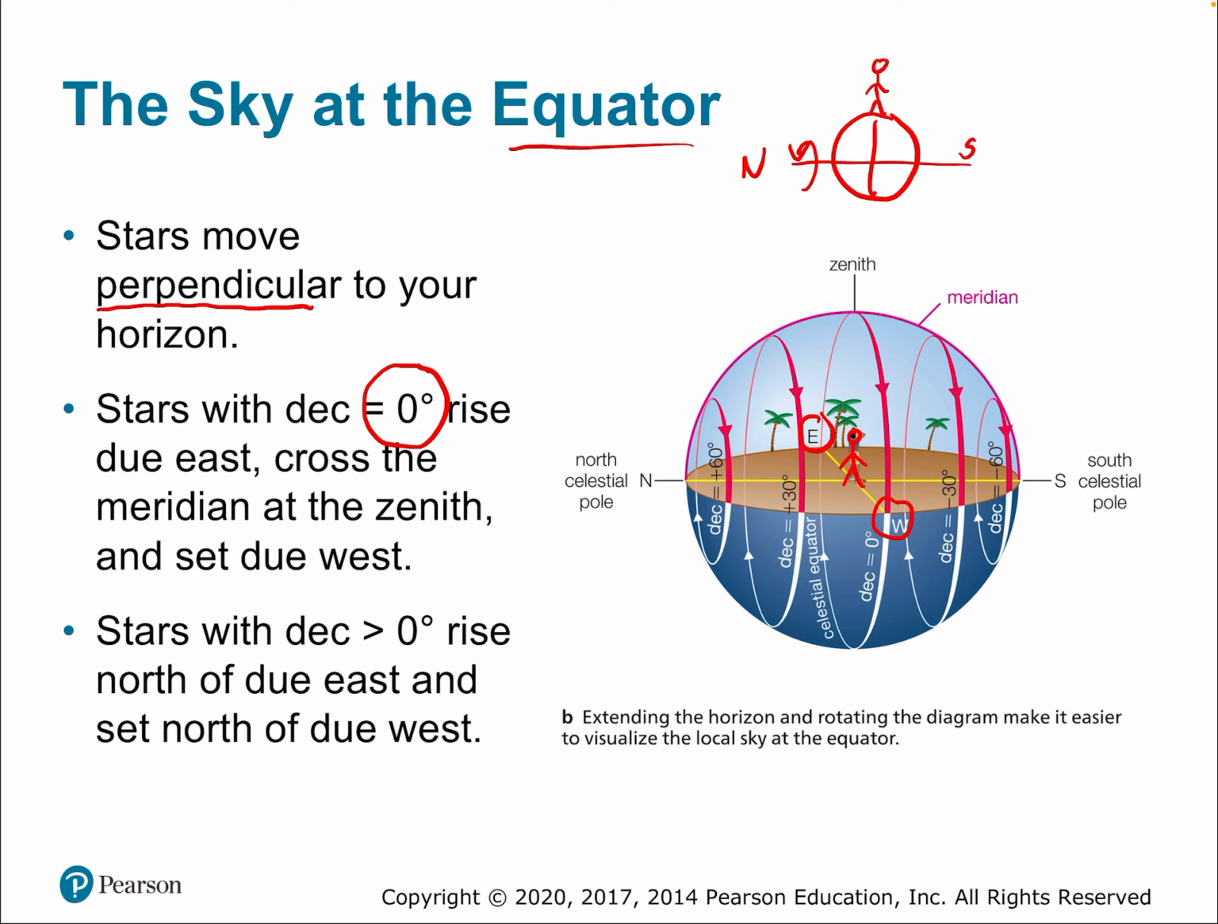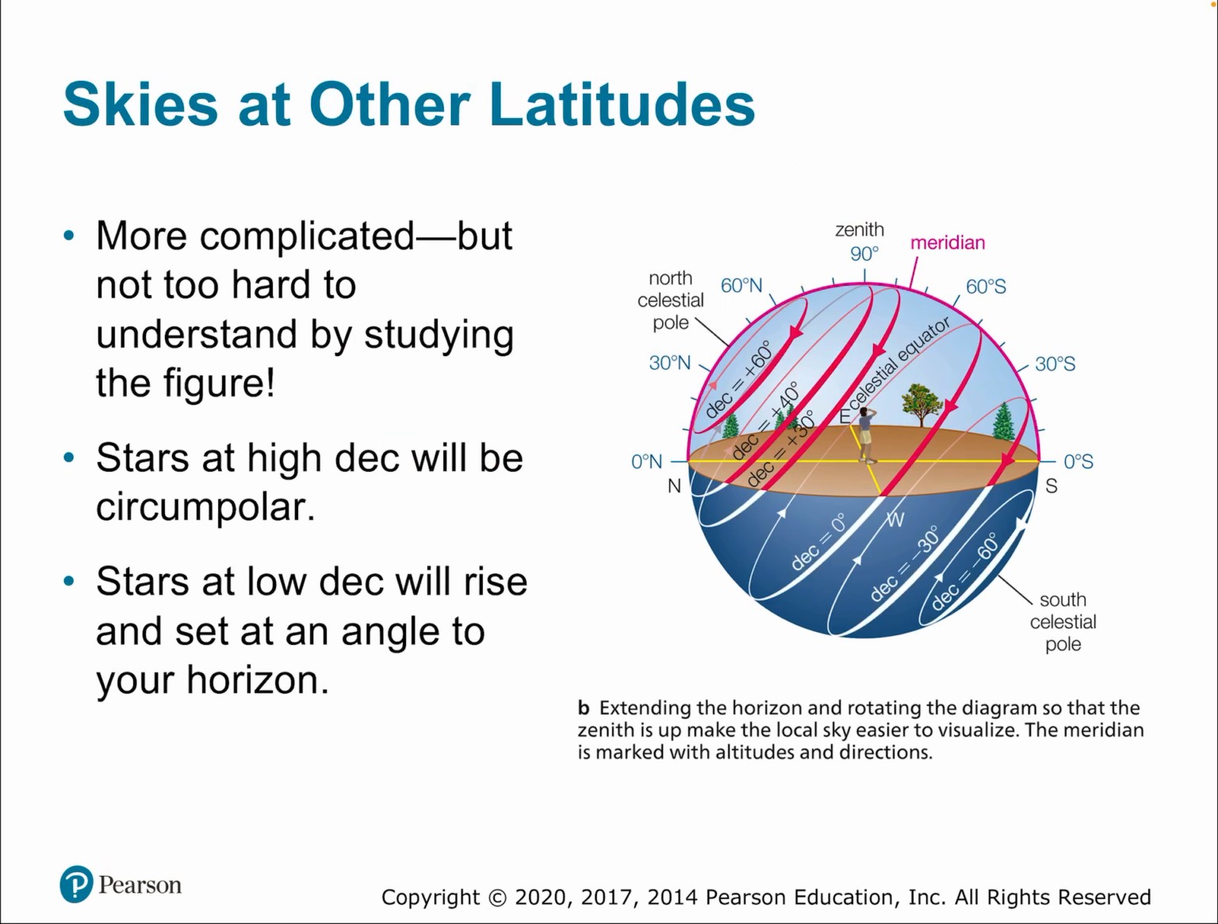So any star on the celestial equator is directly overhead, rising exactly in the east, passing through the zenith, and setting in the west. Stars with a declination greater than 0 rise north of due east and set north of due west, like this one, for example, with a positive 30 degrees declination. If it has a negative declination, then it's going to rise south of due east and set south of due west, like this one right here with a negative 30. Okay? So that's what it looks like at the North Pole, as an example, and the equator.